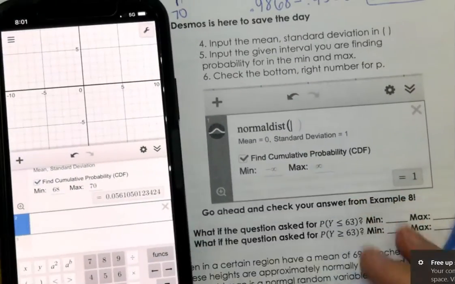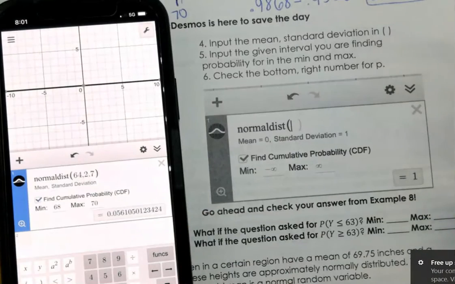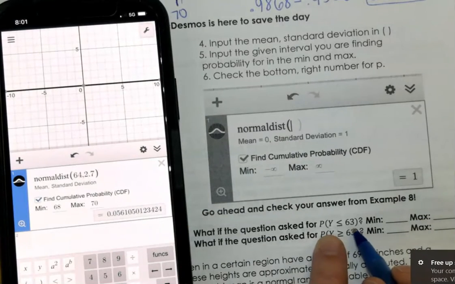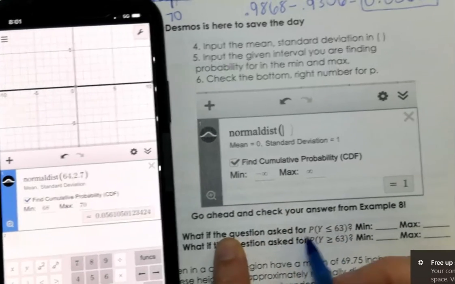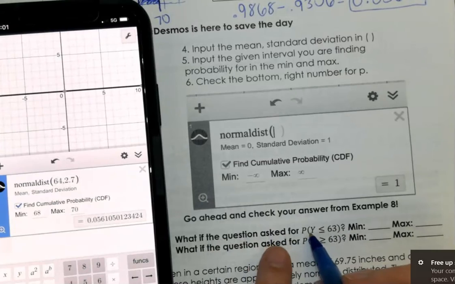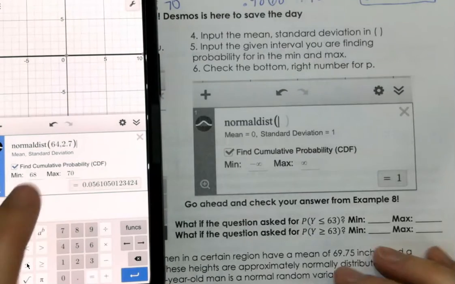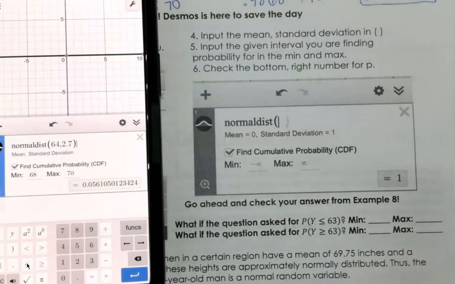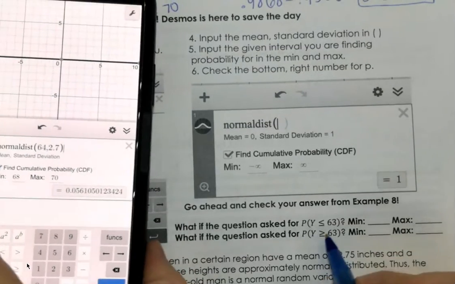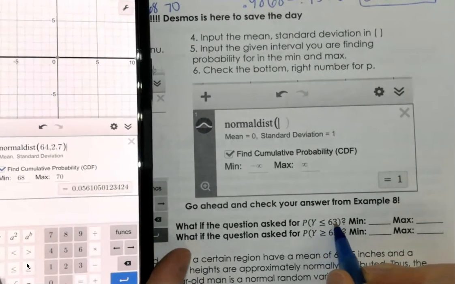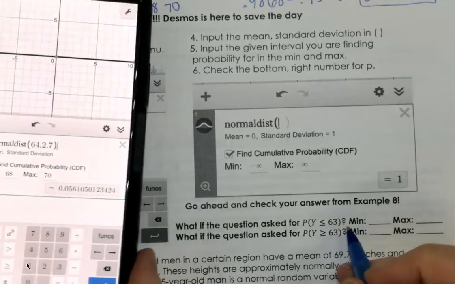All right, but that gave us two values, right? What if they only gave us one value? What should I do in Desmos instead? So what if the question asked for P of the random variable Y? It gave us two values because we're trying to find the probability between two, but what if we just have one value? What if we're just looking for the probability of less than or equal to 63?